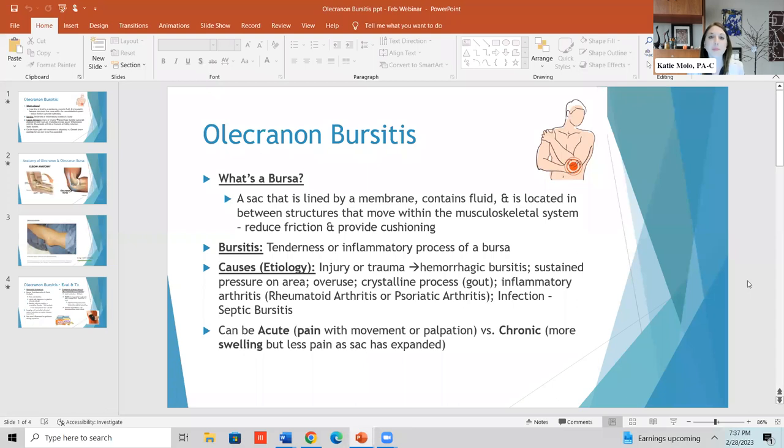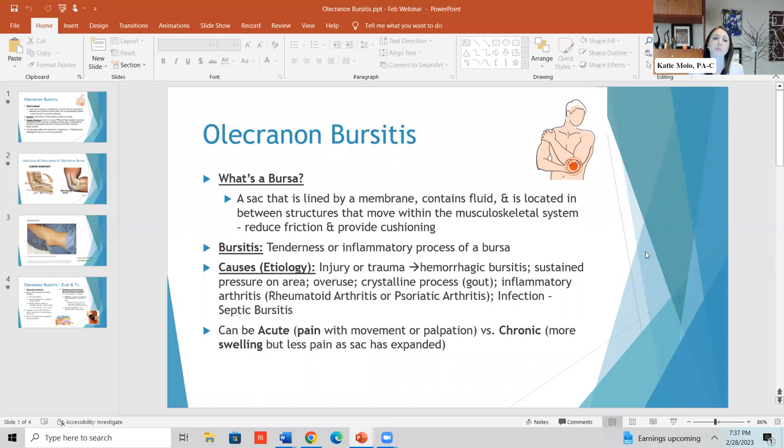So why does this happen to people? Well, injury or trauma to the area is a big reason. That causes a process called hemorrhagic bursitis, which basically is going to result in a bloody collection in there that's not just fluid. You're going to have causes because of sustained pressure on an area, overuse of the arm, or a crystalline process like gout, which is why I was talking about that uric acid level earlier.